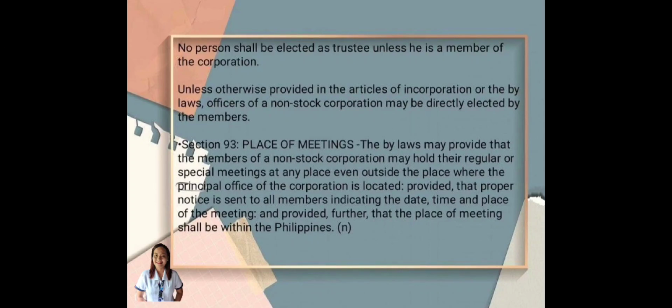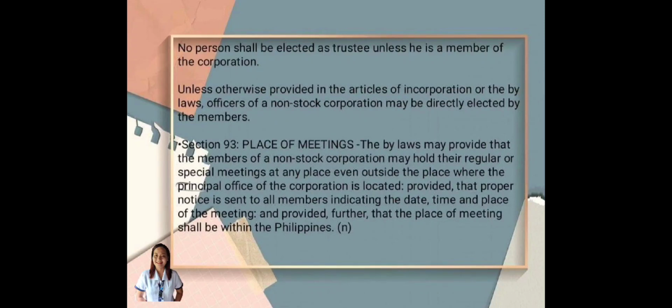Section 93. Place of meetings. There are two kinds of meeting, regular and special. If regular, it is fixed in the articles of incorporation or bylaws. If the regular meeting is every Monday of the week, there is no need for notice, since they are already notified that it is the regular meeting. But if it's special, it is called by the president or a majority of the members. Because in a special meeting, the agenda is special also. Only a particular agenda is to be discussed. But in a regular meeting, there are a lot of agenda. A special meeting is possibly one that needs to be hurried. That's why it is called special.